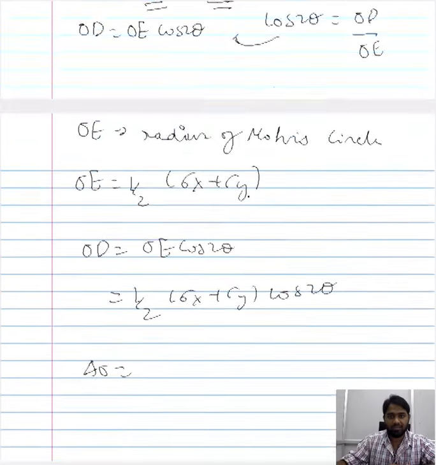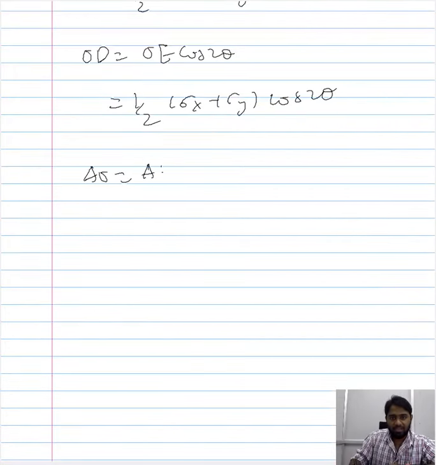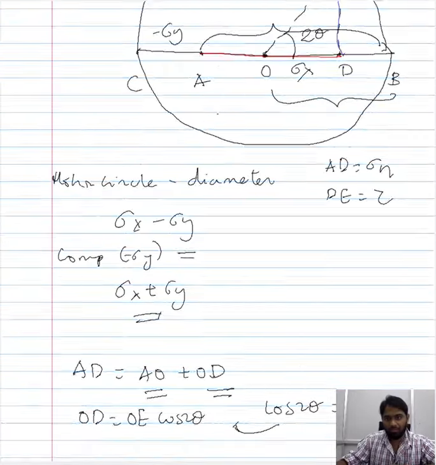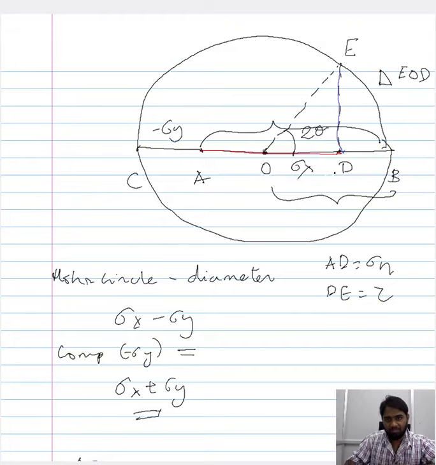So let us write that. It is nothing but AB minus OB. I hope I have written it correctly. So it is AB minus OB.